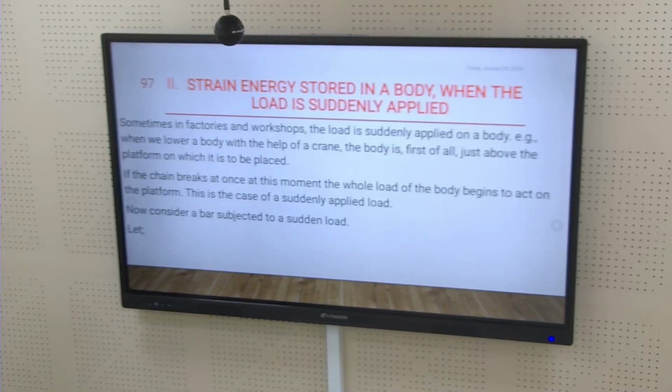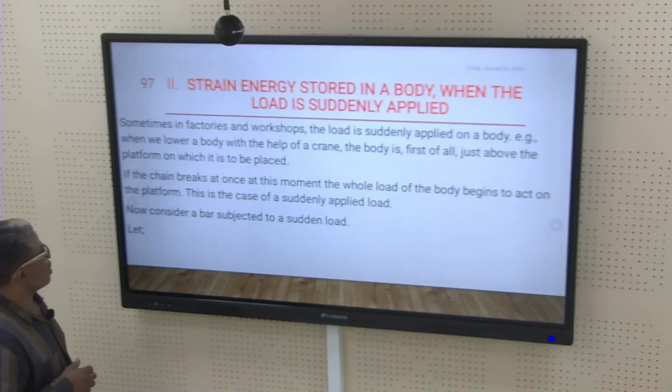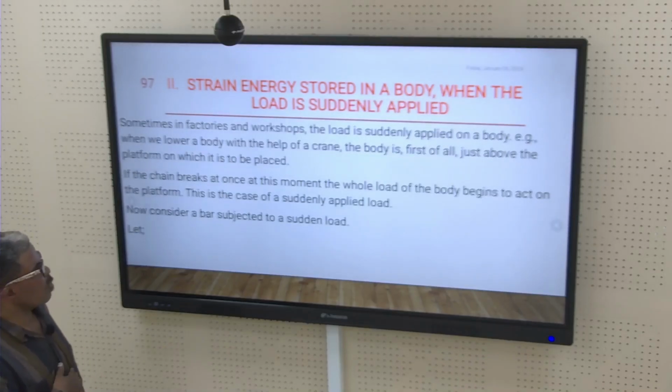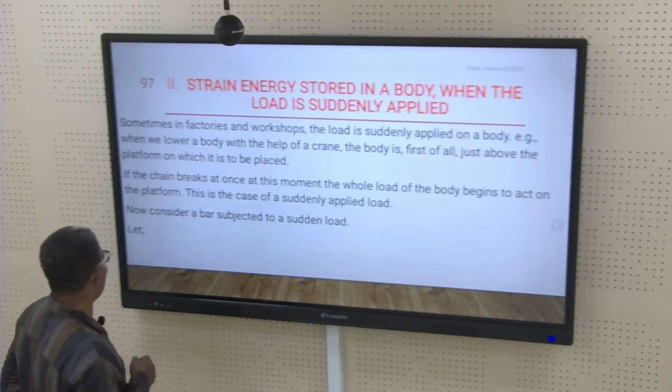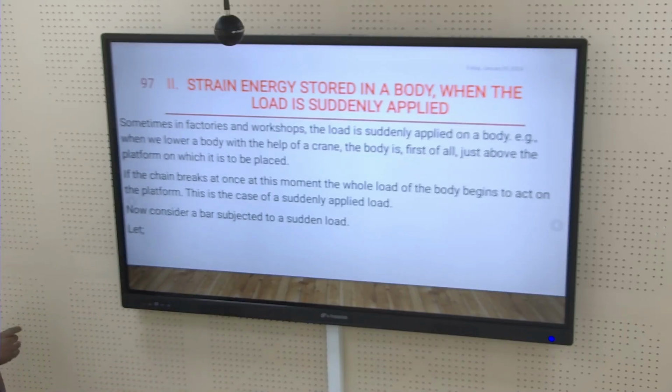Strain energy stored in a body when the load is suddenly applied. Sometimes in factories and workshops, the load is suddenly applied on a body. For example, when we lower a body with the help of a crane, the body is first of all just above the platform on which it is to be placed. If the chain breaks at once, at this moment the whole load of the body begins to act on the platform. This is the case of a suddenly applied load.